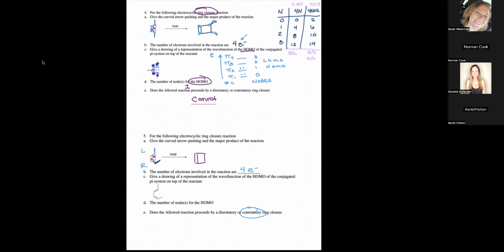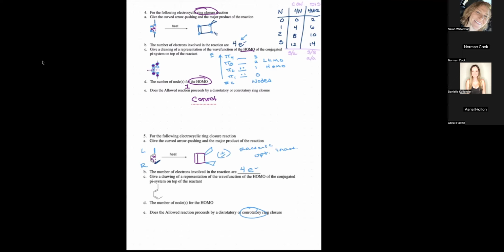So what does that mean for my drawing? They're both dashed or both wedged. Exactly. So far, so good. So if this is a racemic mixture, what does that mean? It's not optically active. Yeah. So far, so good. Okay.